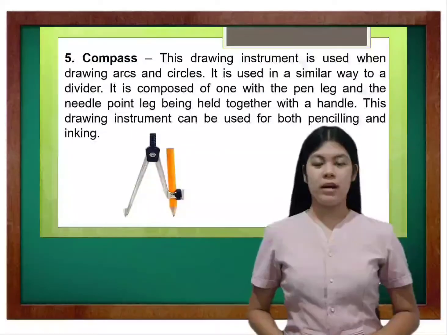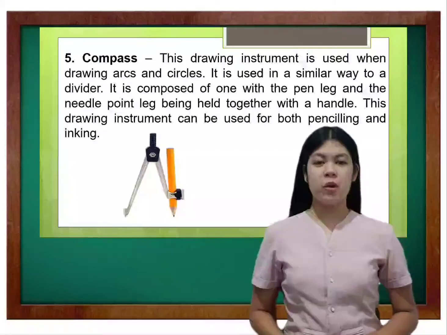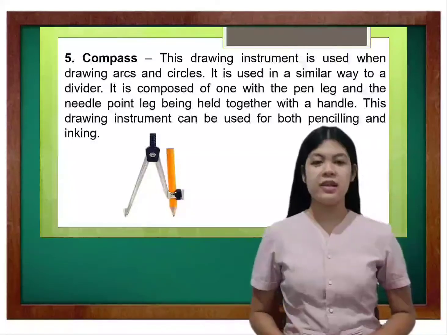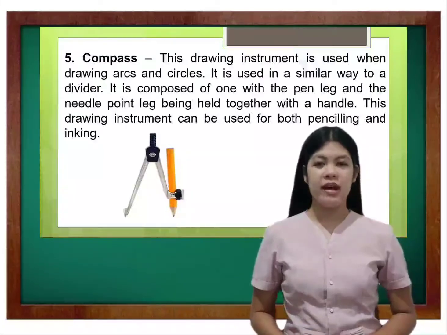Next is the compass. This drawing instrument is used when drawing arcs and circles. It is used in a similar way to a divider. It is composed of one leg with a pen and one with a needle point, held together with a handle. This drawing instrument can be used for both penciling and inking.